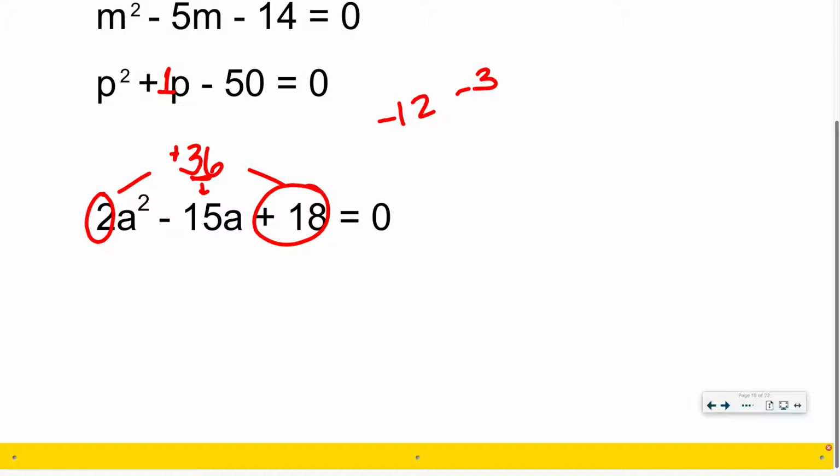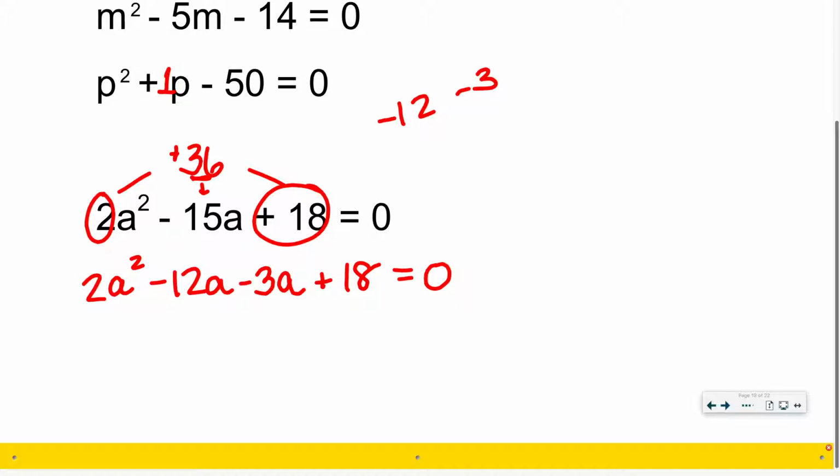Somebody else, what do I do with those? You make a 4-term. Patrick, say it. Make a 4-term. I'm going to rewrite this trinomial as a 4-term polynomial. 2a squared is the same. I'm just breaking out that negative 15 into negative 12 and negative 3. Does the order matter there, or could I put the negative 3 first? Doesn't matter. Good.